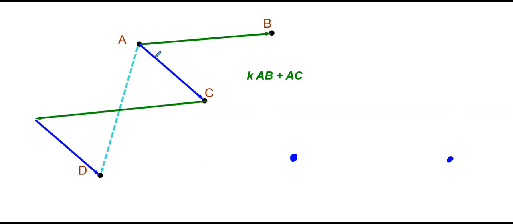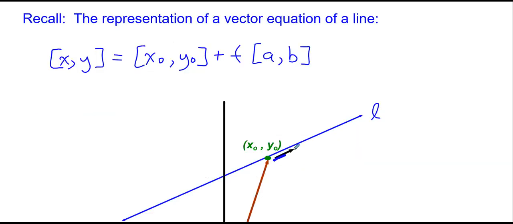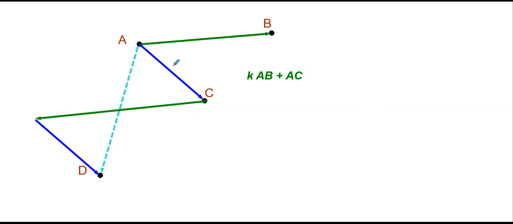But the key thing is, to be able to get from one point to another, I need 2 directions and scalar multiples of them. Unlike the line, where there was only 1 scalar multiple of a direction vector, now I need 2 directions to be able to start at one point and get to another point. That's the idea behind defining a plane: you can get from one point to another using 2 separate direction vectors and scalar multiples of them.